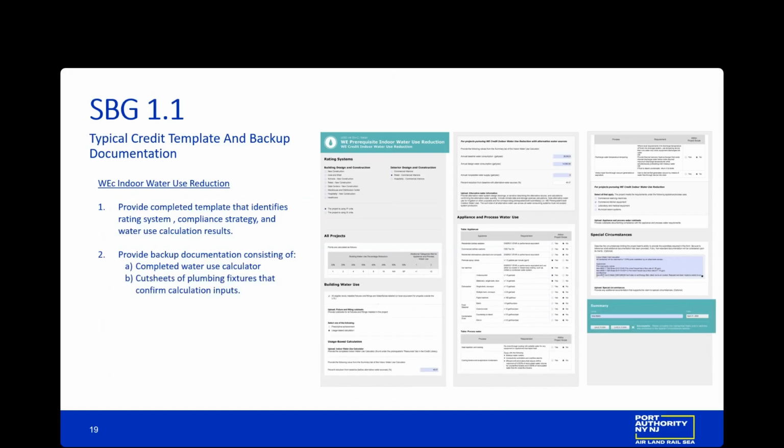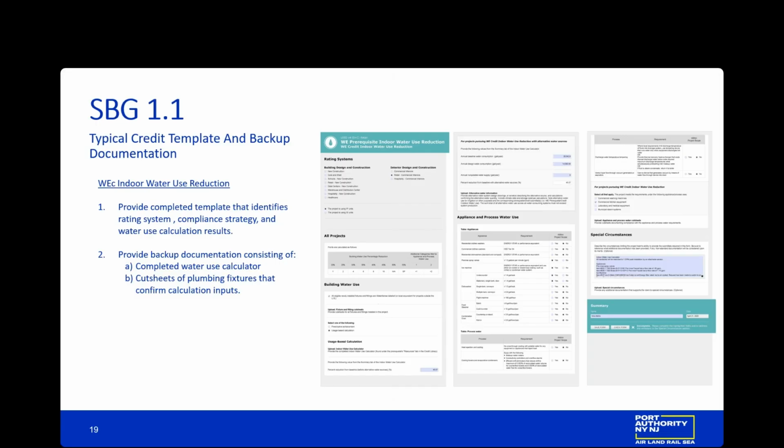In the next credit category, which is water efficiency, we're looking at the indoor water use reduction, which is the most common one. It's also a very high yielding point credit that we certainly suggest that you attempt. Provide the completed credit template that identifies, again, the rating system and compliance strategy. And here, there are 2 options for doing this. You can either go with the prescriptive achievement or the usage-based calculation.